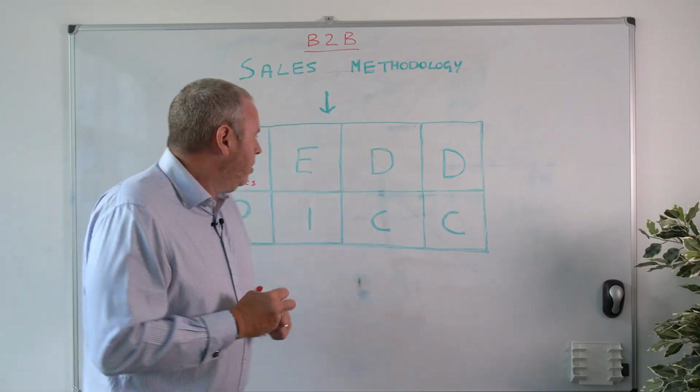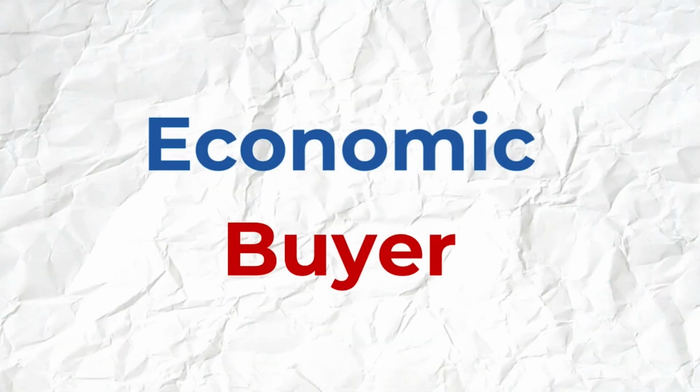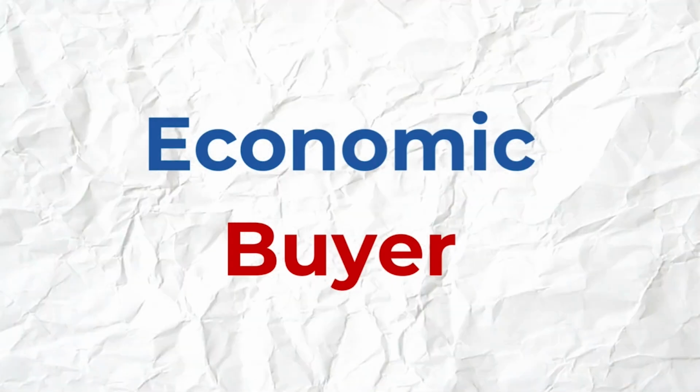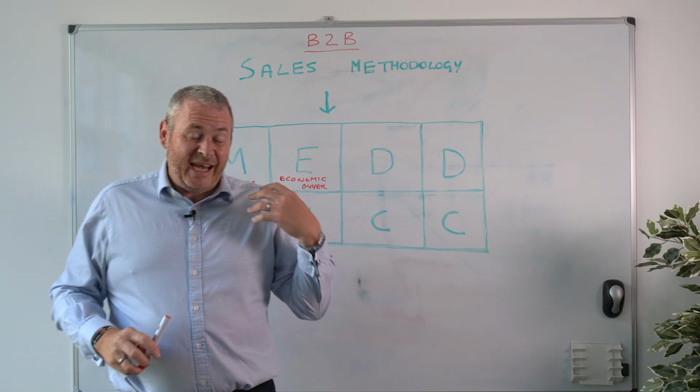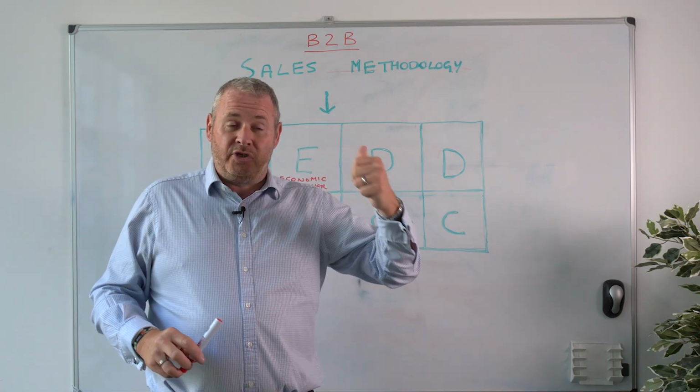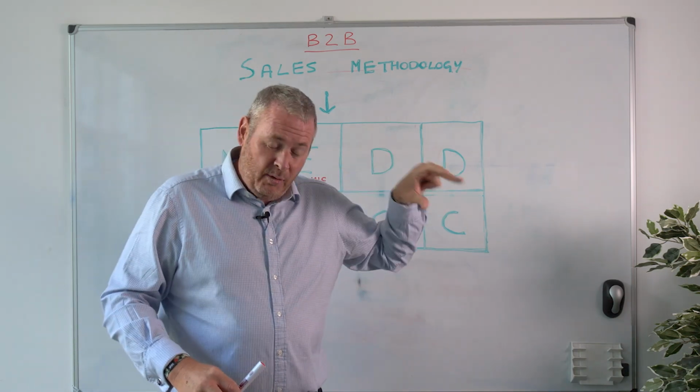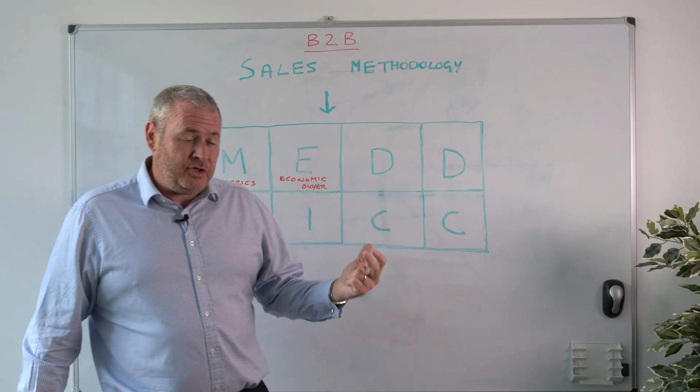So point number 2 on the MEDDPICC model is all around the economic buyer. In my BANT video, I talked about a methodology around getting authority, and BANT stands for budget, authority, need and time. And have a look at the video, we'll put a link in here, and it's another method you can use.